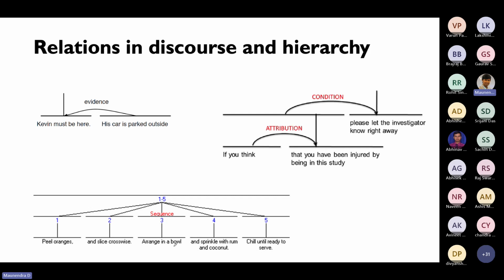Now, this example is from a recipe: peel oranges and slice crosswise, arrange in a bowl and sprinkle with rum and coconut, chill until ready to serve. So each of them is a nucleus, they're a parallel list, and essentially, although it's parallel, there is a sequence among them. So that is how, if you are given a longer text, you can connect them together. When I say longer text, I mean a few sentences. So this kind of structure you can get.